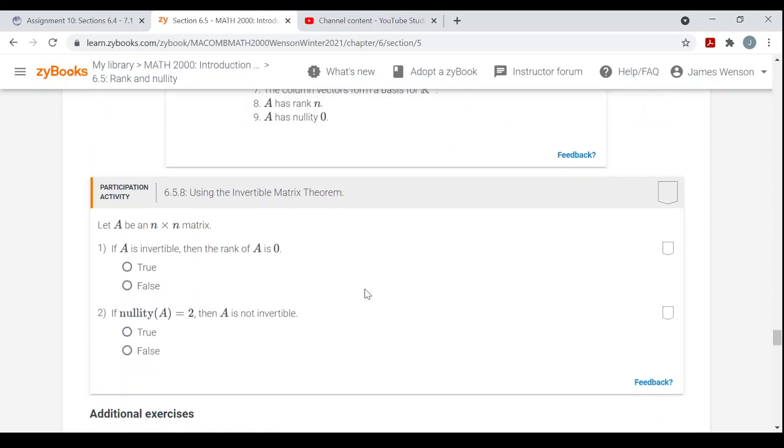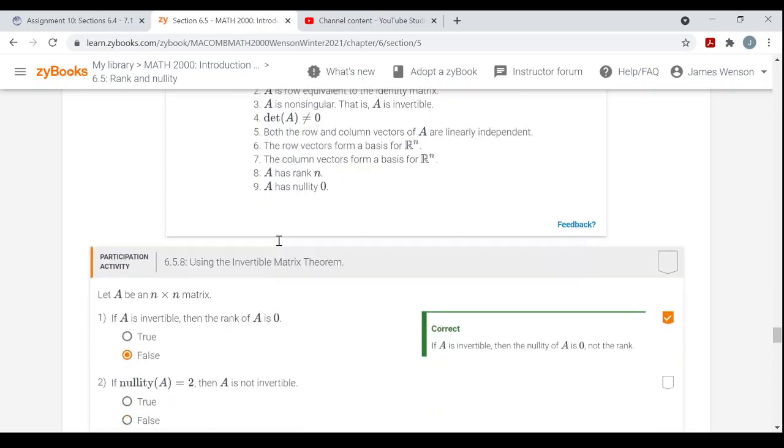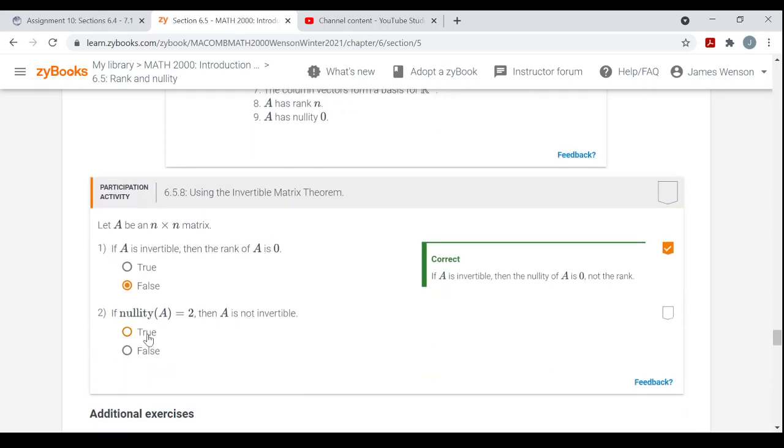Alright, so one last activity here, right? If A is invertible, then the rank of A is 0. No, the rank would be n, if it's an n by n matrix and it's invertible. If A is an n by n matrix, if the nullity of A is 2, then A is not invertible. Well, yeah, because if the nullity of A is 2, then 9 is false. So then the invertible statement would be false as well, right? So that's a true statement: it's not invertible if the nullity is 2.